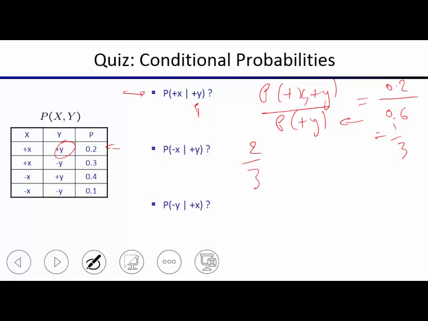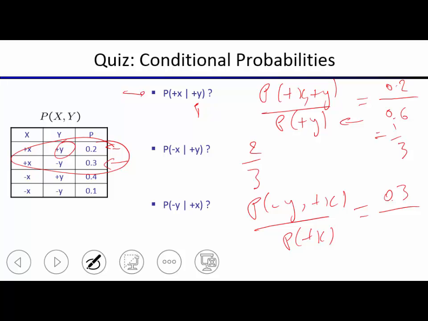How about negative y given plus x? I'm hearing 3/5. How do we get there? It's the probability of negative y and plus x divided by the probability of plus x. Negative y plus x is over here, 0.3. Plus x is the first 2 rows, which is 0.5. So this is equal to 0.6.